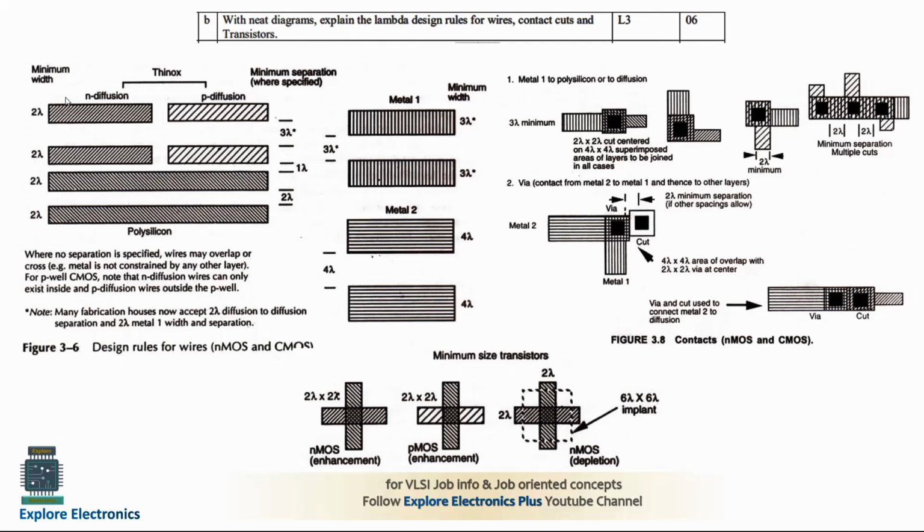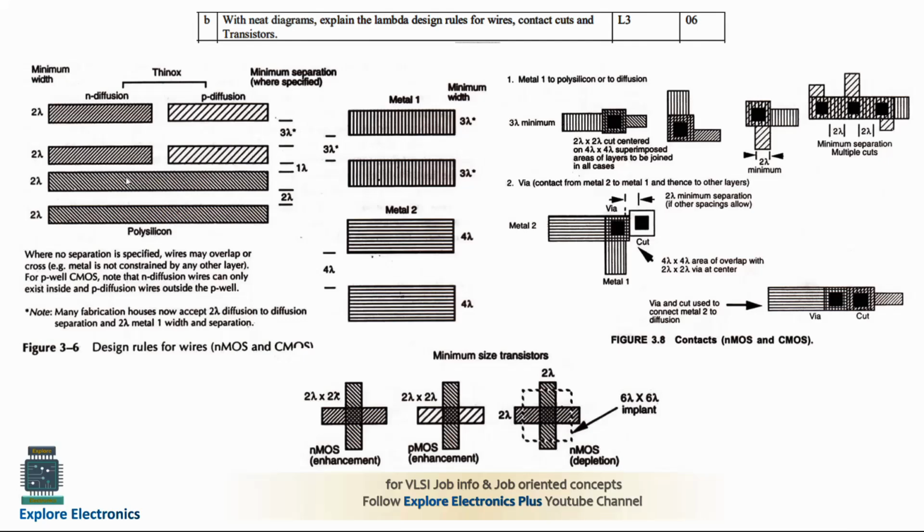First let me take wires here. Here we have diffusions, polysilicon and metals. These are the wires we can consider. So the lambda based design rule says, for N diffusion, the minimum width of the N diffusion should be 2 lambda and P diffusion also should be 2 lambda. And the spacing between the two N diffusions should be 3 lambda and the spacing between the two P diffusions should be 3 lambda.